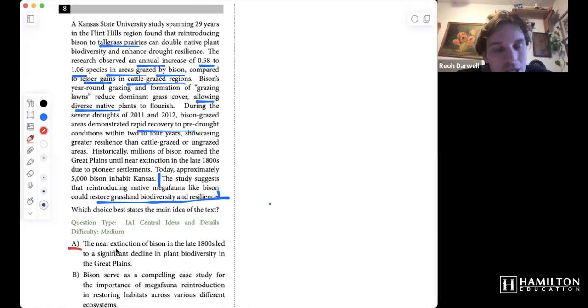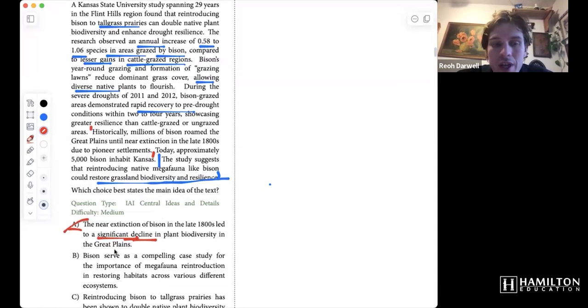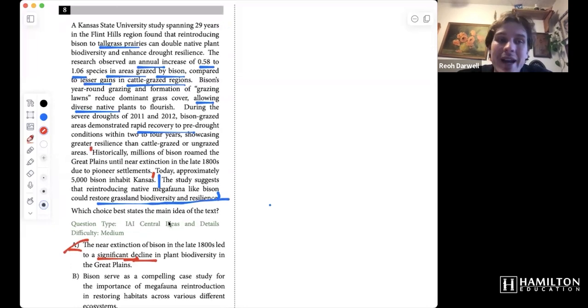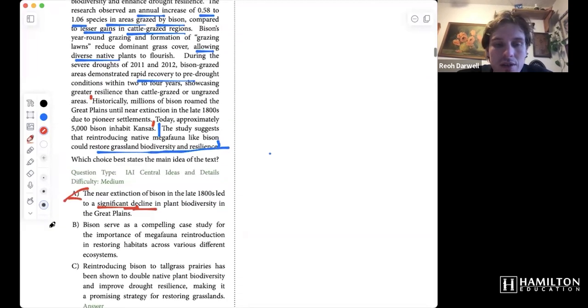A, this seems to be true in the text, right? We have a sentence here. Historically, millions of bison roamed the Great Plains until near extinction, right? And we also can probably naturally infer that with the fact that bison improve biodiversity, that plant biodiversity probably declined. But is this specifically stated in the text? Not enough for it to be a main idea. So that's why we can get rid of A. Okay. This is one of those true but not necessarily relevant distractors.